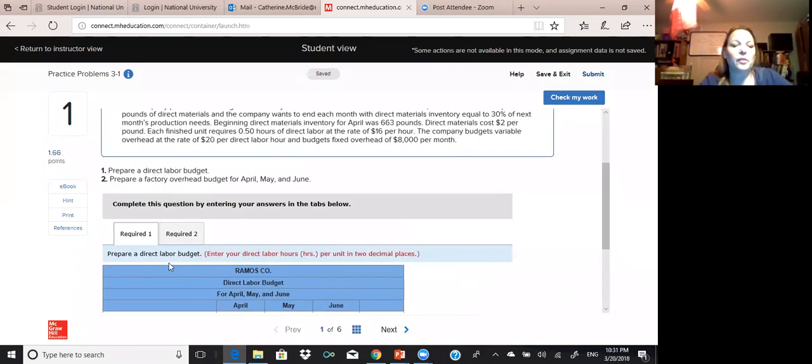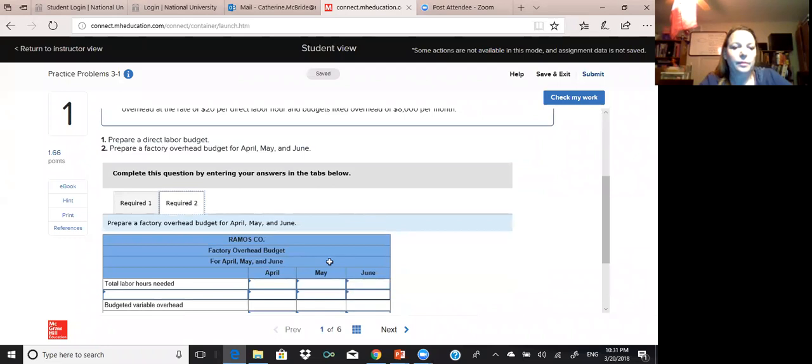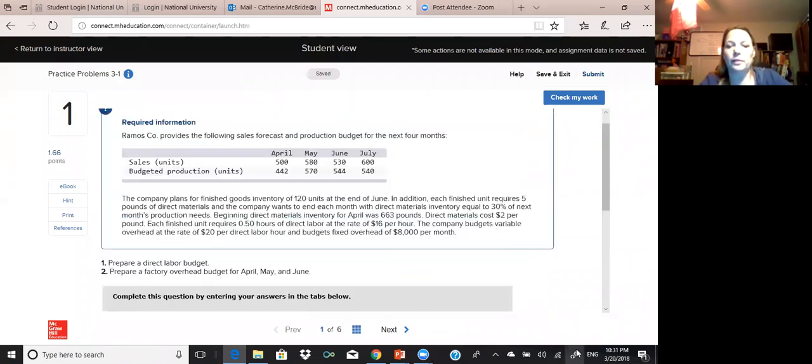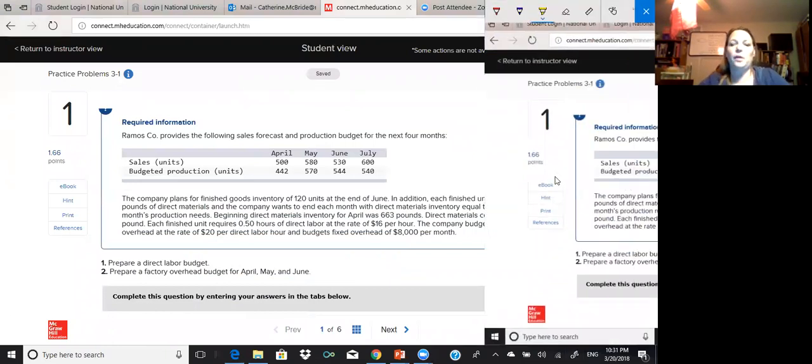Okay, so requirement 2, overhead. All right, so when we look at overhead up here, we're going to see, what does it say about overhead?